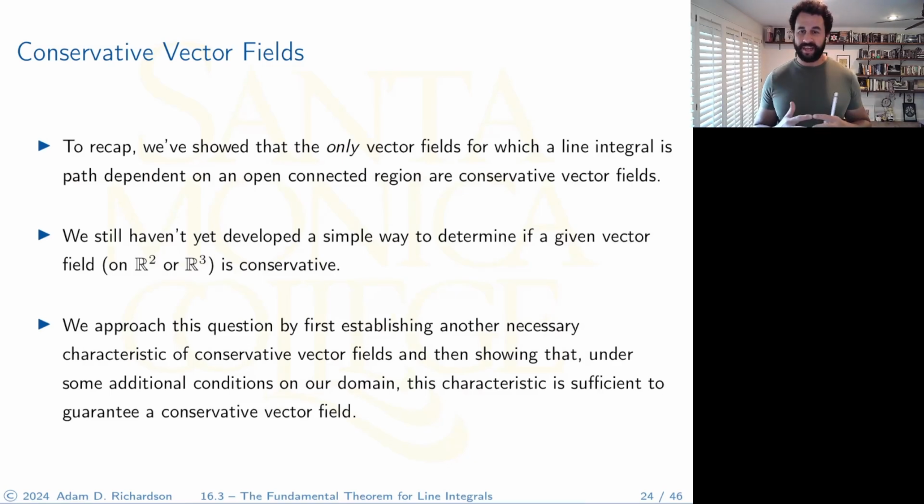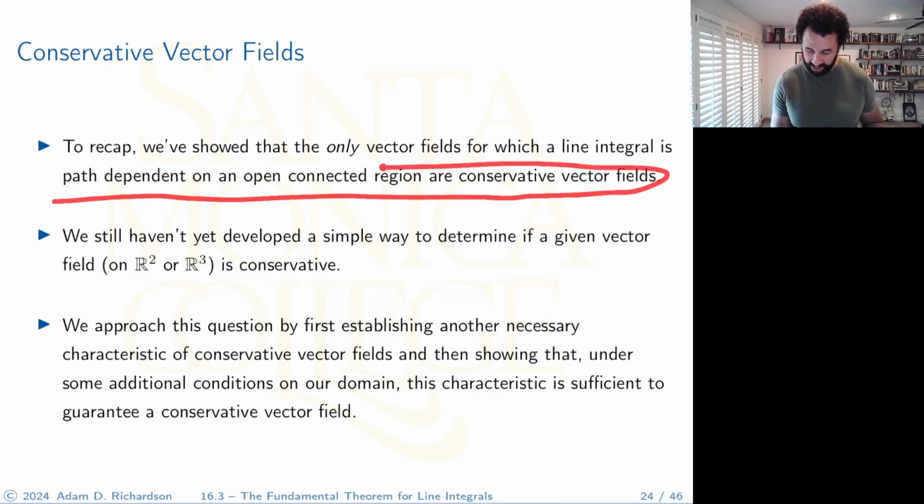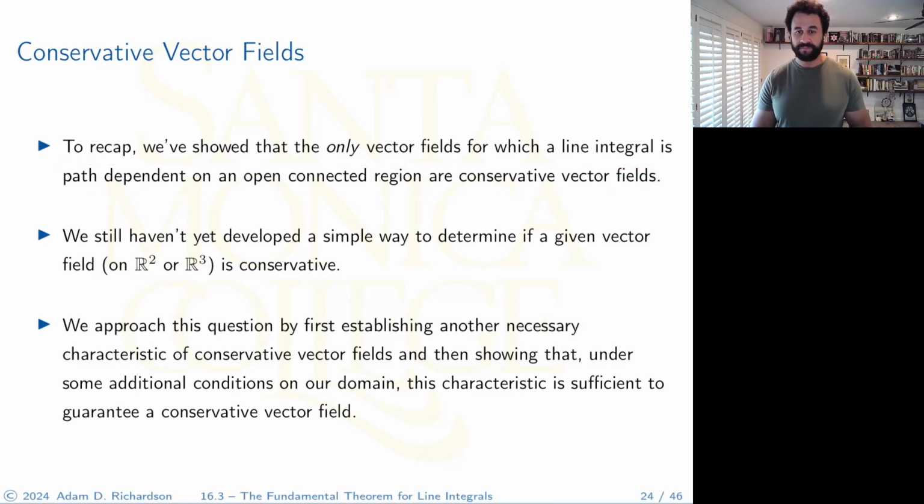So just to recap everything we've done so far, we just showed that the only vector fields for which a line integral is path independent on an open connected region are conservative vector fields. That's one thing to take away from this. However, we still haven't developed a simple way to determine if a given vector field, at least on R2 or R3, is conservative. So the question is, if I give you a vector field, can you tell if it's conservative? It'd be nice if we had a simple way to do that. We showed this is true, but that can be kind of tedious to have to prove, right? We would like a quicker way of showing this.